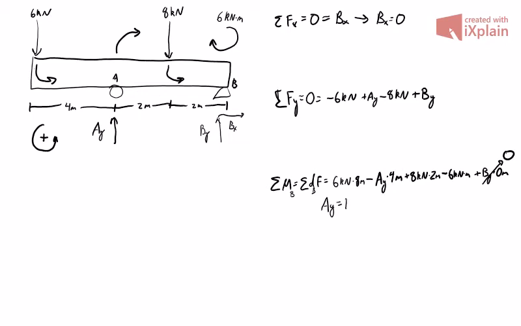Okay, so if we solve through our moment equation, we can get that Ay is equal to 14.5 kilonewtons. If we have 14.5 kilonewtons, we go back to our sum of the forces in the y direction. We have negative 14 kilonewtons, that's the 6 and the 8 combined, plus 14.5 kilonewtons, plus By is equal to 0. That gives us that By is equal to negative 0.5 kilonewtons.